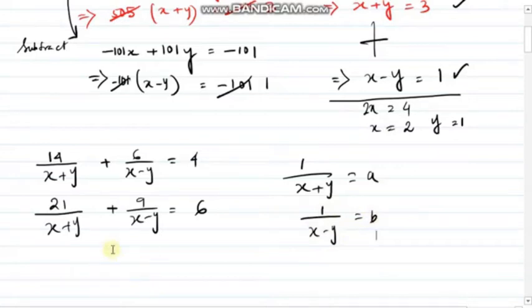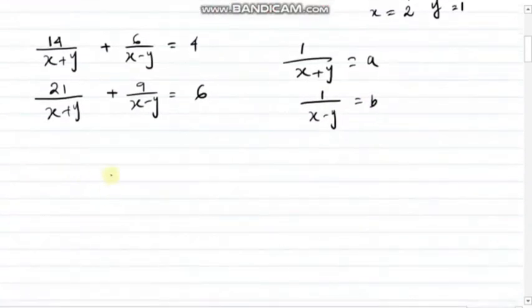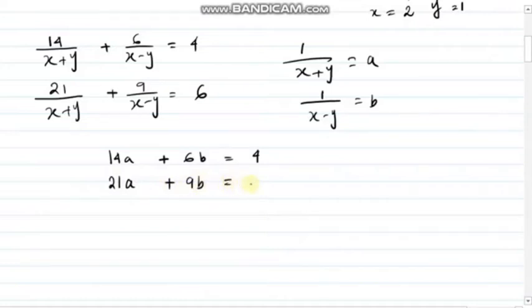So what will be my first equation? If I assume this, it will become 14a plus 6b equals 4, and the second one will be 21a plus 9b equals 6, right? Now if I apply the cross multiplication method, we are going to equate the coefficients. Instead of equating the coefficient of a, if I do it for b, it will be far easier for us. So what will I multiply there? I will multiply the first one by 3 and the second one by 2.